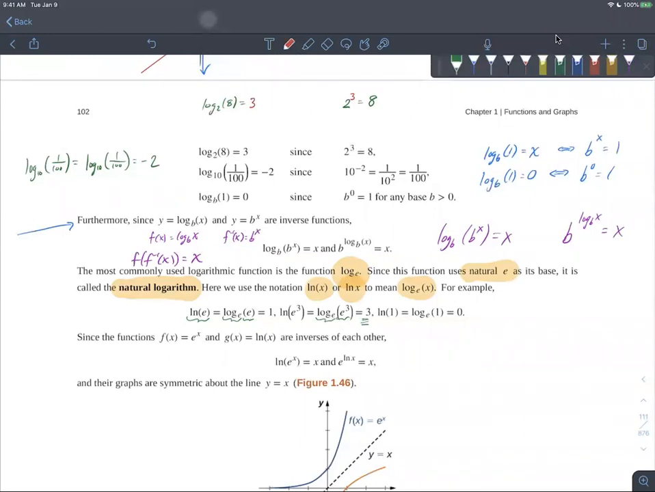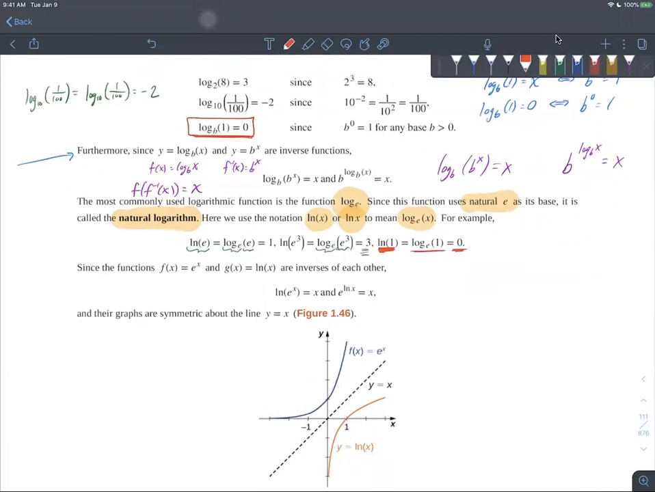Now, the natural log of 1, turns out that the log with any base of 1, we said this earlier up above, is equal to 0. So there's no surprise that the log base e of 1 is also equal to 0. We just said this up above for any base b greater than 0. So of course it should apply to e.